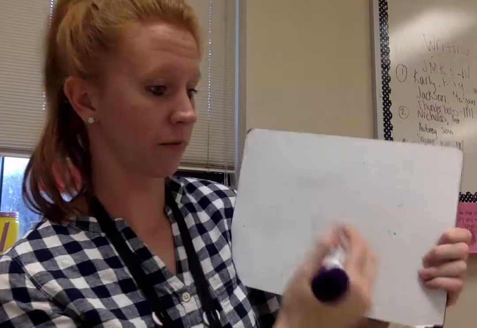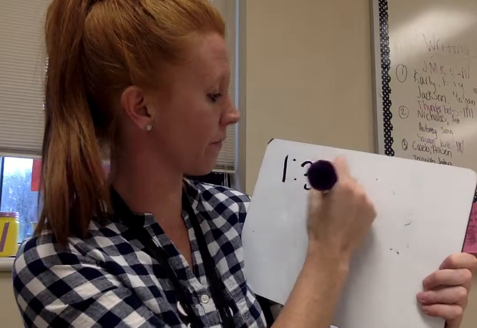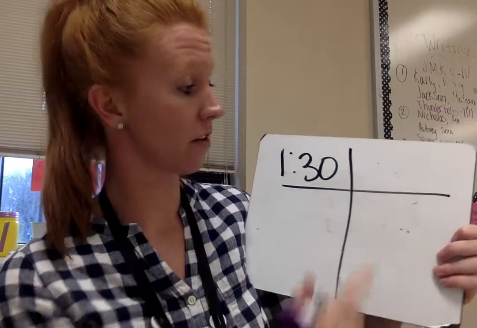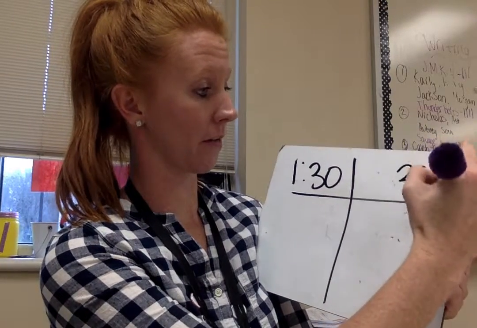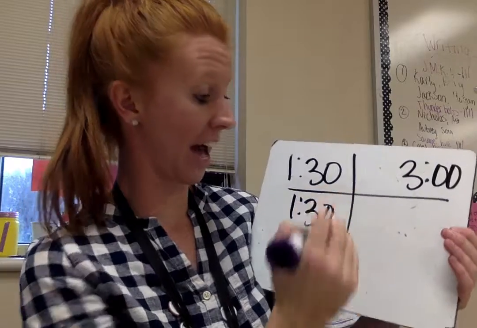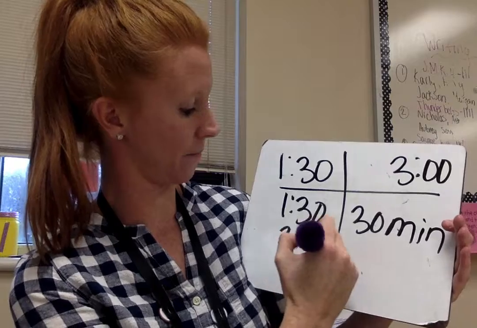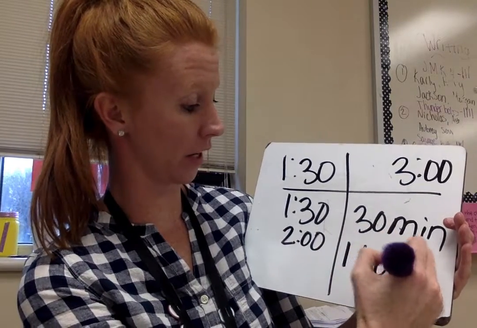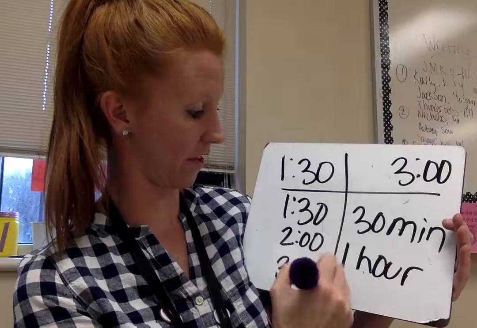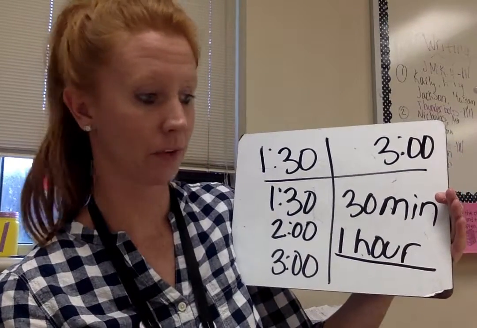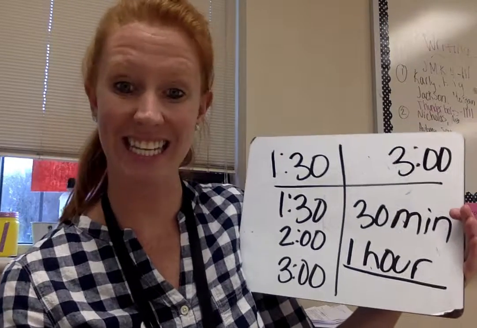All right, I'm going to do a T-chart. So we're starting at 1:30. They want to know how long she has until her music lesson, which is at 3 o'clock. So if I'm at 1:30, I can jump 30 minutes to get to 2 o'clock. I can jump 1 hour to get to 3 o'clock, and then I'm there. So it's 1 hour and 30 minutes is our answer, which is C. Number 9 is C.